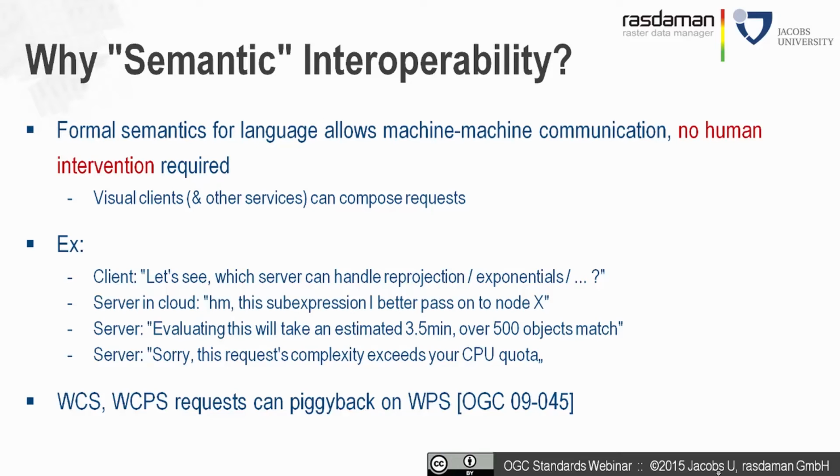A server might say, okay, evaluating this query will take about 3.5 minutes and over 500 objects match. So the client gets a better feeling for what is coming up. Maybe inadvertently the client requested too much data. And that may even lead to quota, where the server says, so sorry, this request complexity actually exceeds your CPU quota.